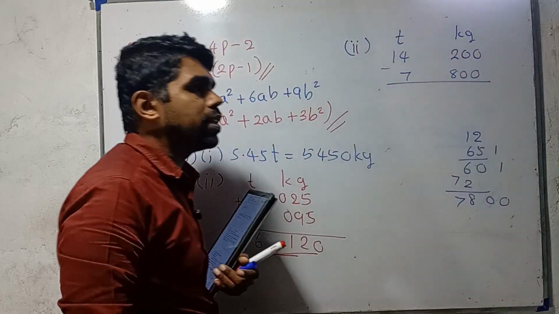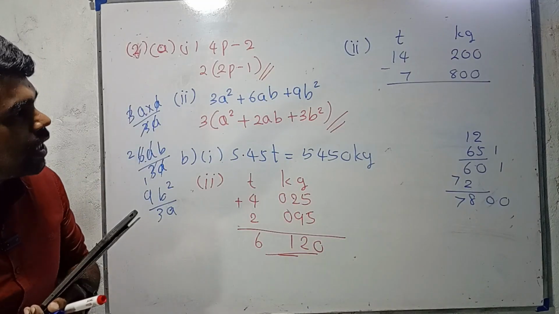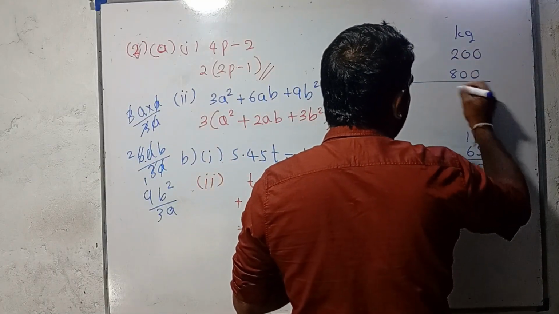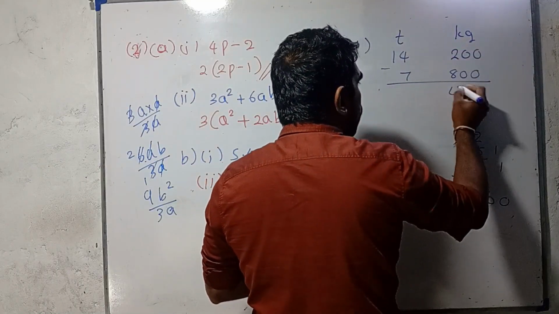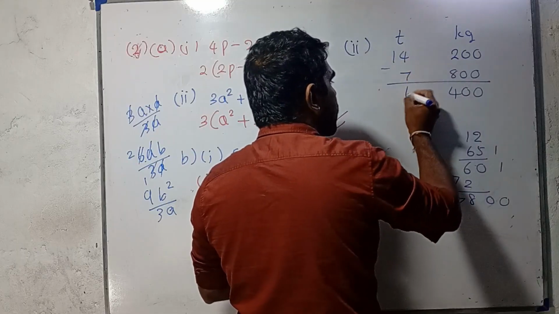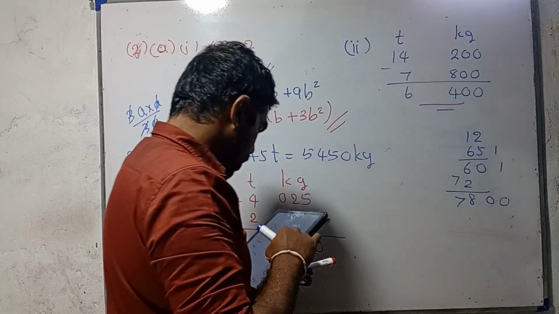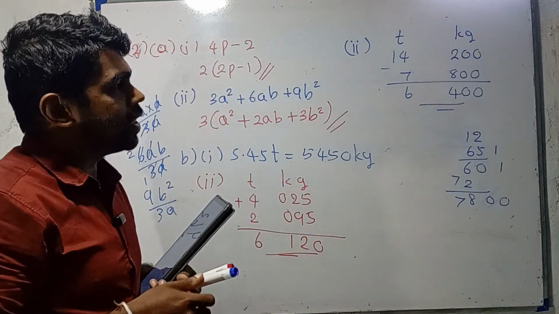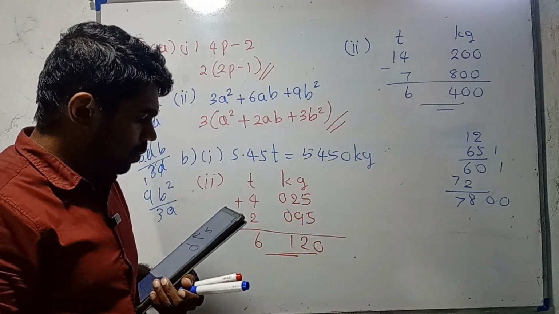We have to subtract to find the initial weight. 0 minus 0, 0. 0 minus 0, 0. 12 minus 8, 4. 13 minus 7, 6. 6 metric tons and 400 kilograms. So you can write it as 6.4 metric tons.